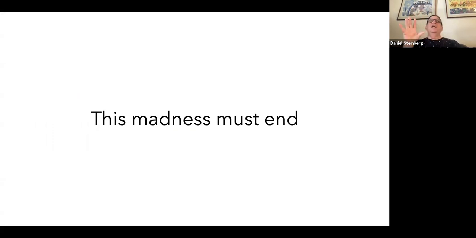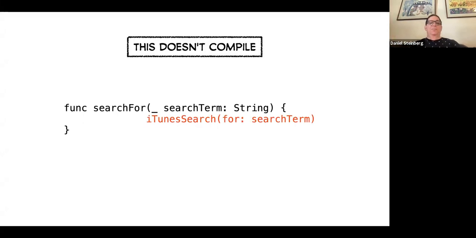There has to be a way of stopping just passing on every await call with an async. For example, I'm calling iTunes search. iTunes search is await. This doesn't compile if I don't have await here. It turns out this still doesn't compile. Now you say, Daniel, just label search for as async. Yes, but then it's someone else's problem. Let's see how we handle it instead of passing it on.